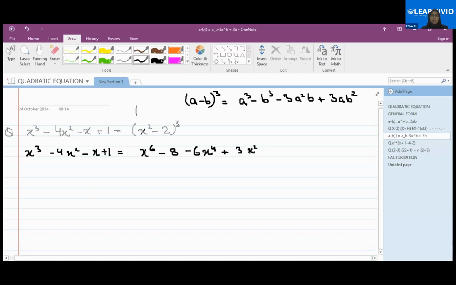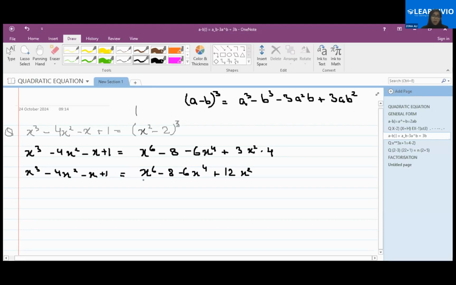No, 3x square into b square. b is your 4. 4 square will be, yeah, sorry. 2 square will be 4. So it will be 12x square. You don't have to rush things, you can do it in steps. Okay. So it will be your x to the power 6 minus 8 minus 6x to the power 4 plus 12x square is equal to x cube minus 4x square minus x plus 1.